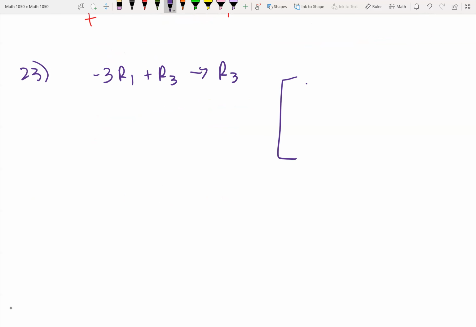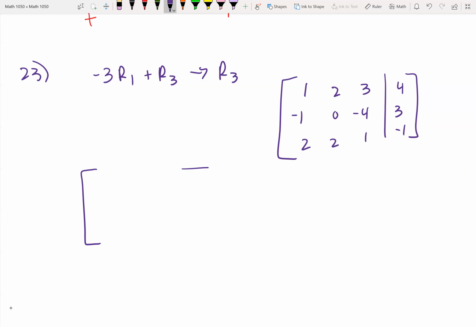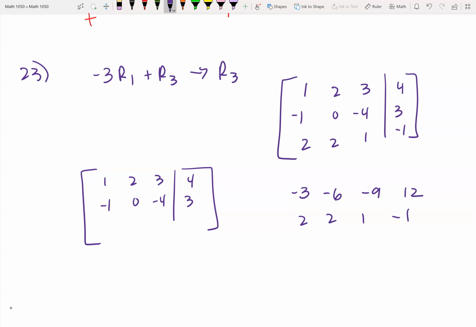And that's a perfect example. Literally, I wasn't faking that right there. And sometimes if you can't do something, just move on. And then when you come back, it might be just as easy as what just happened to me. So just give yourself a little break and come back, okay? Distribute a negative 3 across row 1, so I get negative 3, negative 6, negative 9, positive 12. Write row 3 down. Add those together, and I get negative 1, negative 4, negative 8, positive 11.